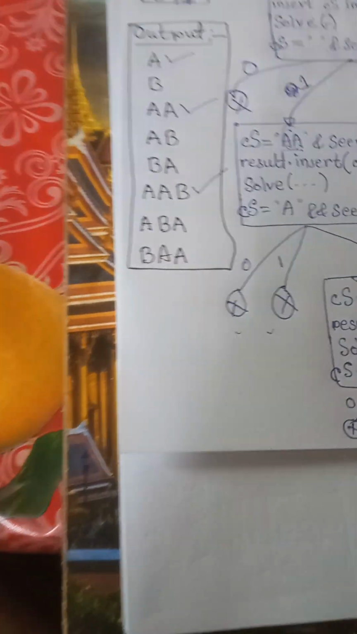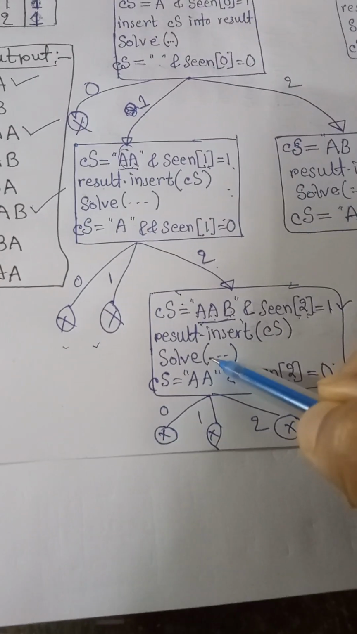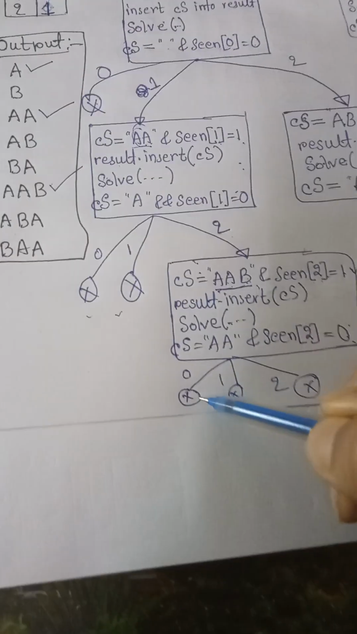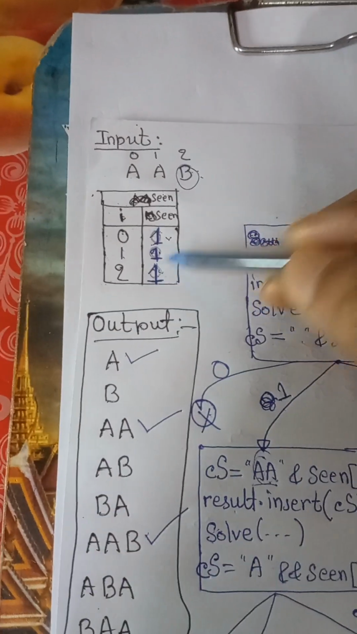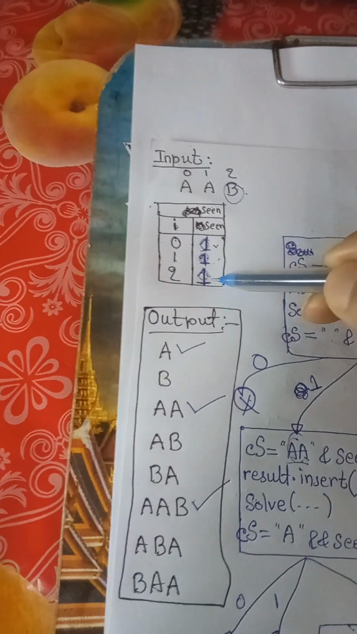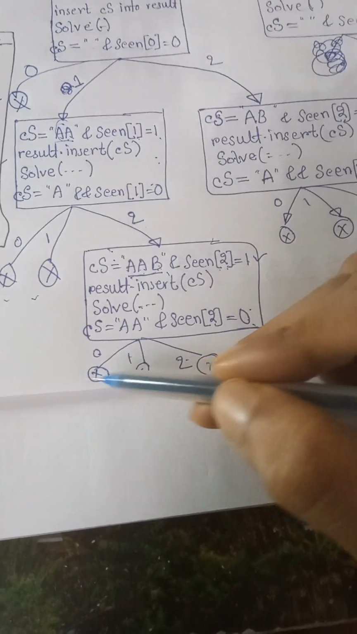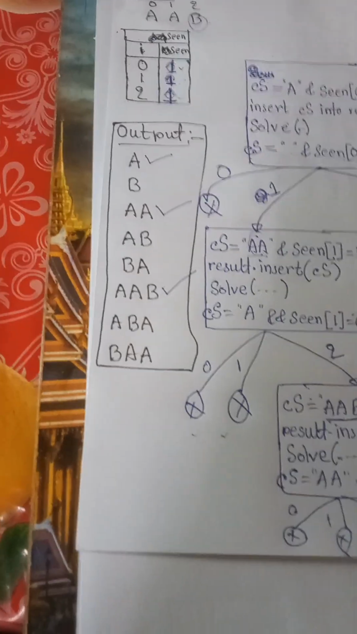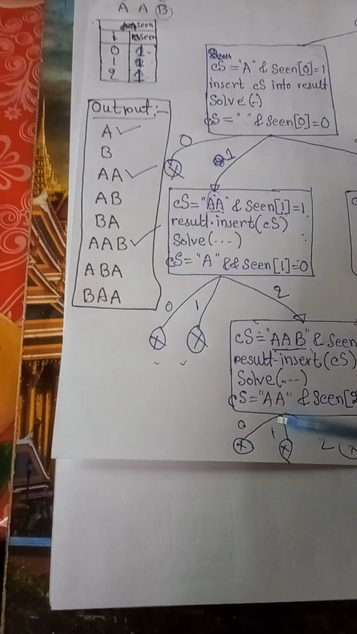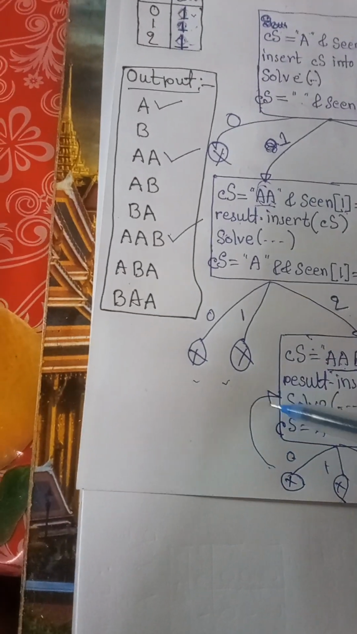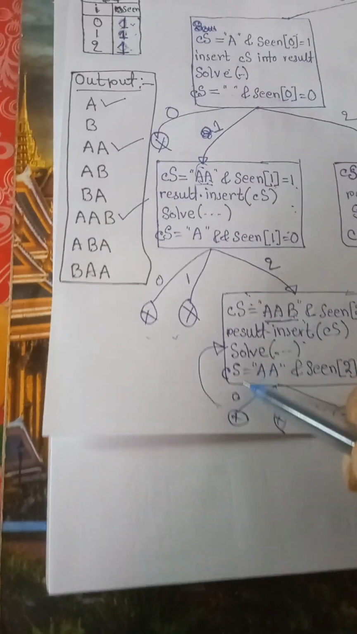This is also done. Next I am calling this function again, and you can see that 0 is already seen, 1 is already seen, and 2 is already seen here. So I do not have to go further. So from here I will backtrack. While backtracking I will reach this, and this line will be executed.